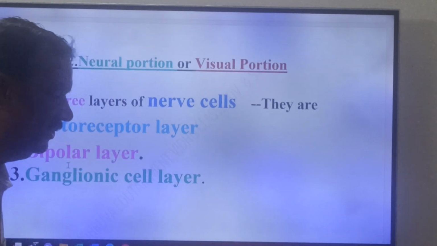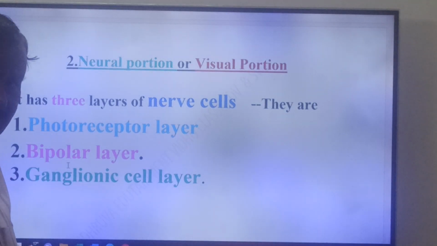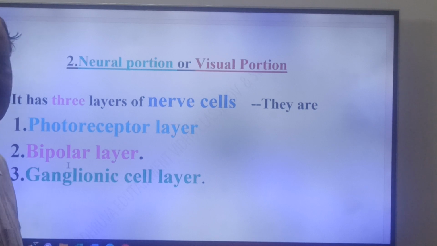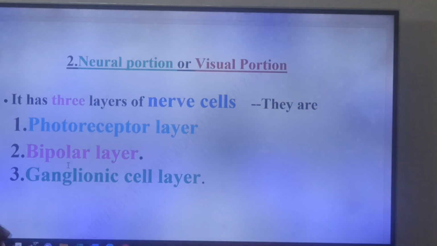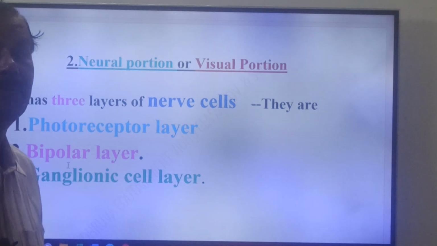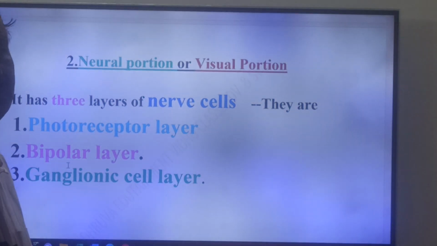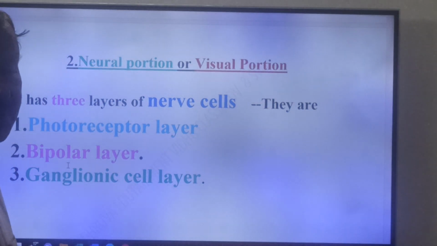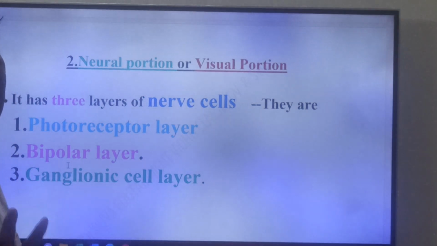Now come to the second one, friends. You know, the first layer of the retina is called what, friends? Pigmented epithelial layer. It has pigmented cells. That pigment is melanin. It has simple epithelial cells. Now come to the second portion. Very, very important, friends. It is the neural portion or visual portion. See friends, neural indicates nerve cells. It is purely made up of nerve cells or neural cells, and it helps in the formation of the image. So because of that it is called what, friends? Visual portion. Pigmented epithelial layer is called the non-visual portion. It won't help in the formation of image.